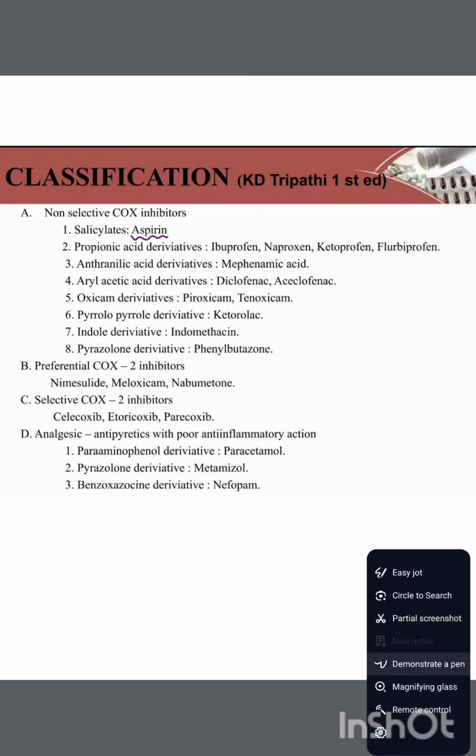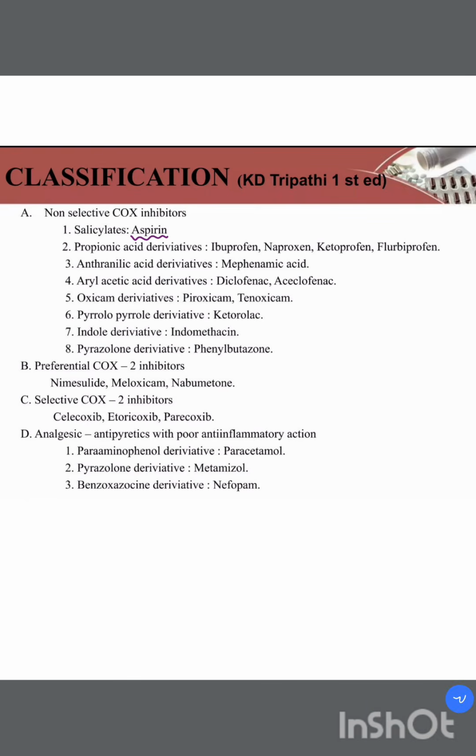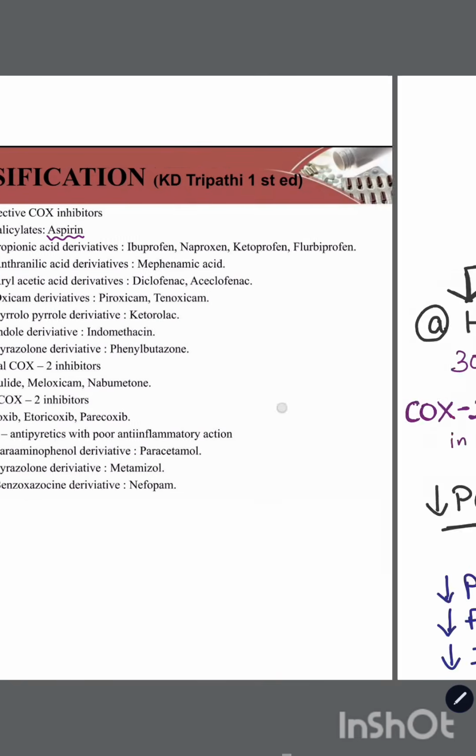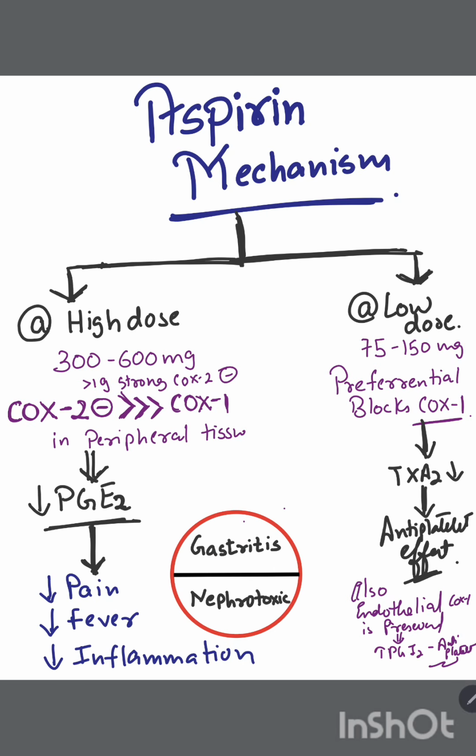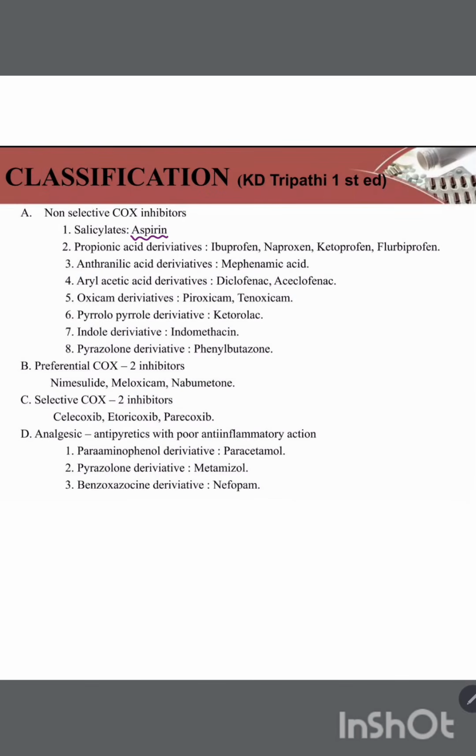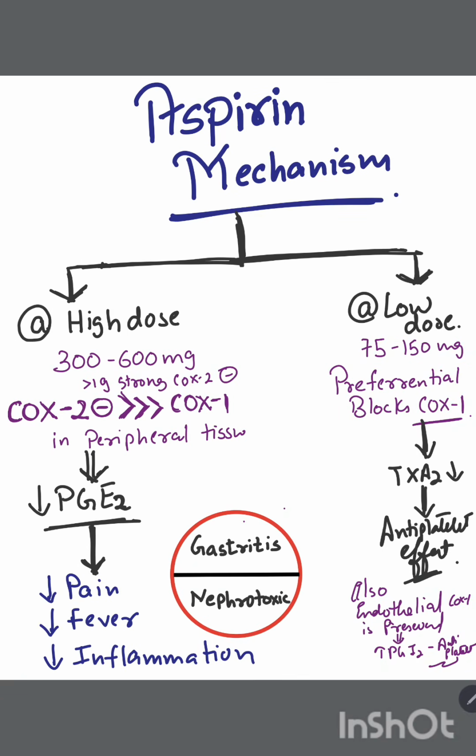And also we must remember from here that orthopedicians prescribe selective COX-2 inhibitors such as etoricoxib and celecoxib, nimesulide. We must understand how these drugs are actually helpful for reducing pain. As we knew, aspirin is a non-selective COX inhibitor, right? Non-selective meaning it will block both COX-2 and COX-1. At higher doses, say 300 to 600 mg or greater than 1 gram, it strongly inhibits the COX-2 enzyme.